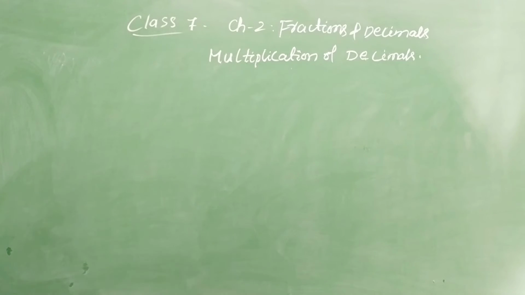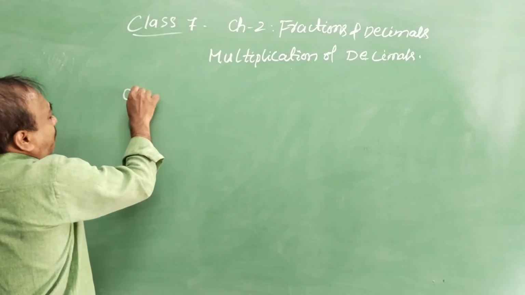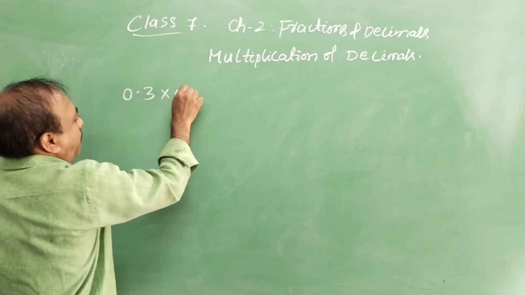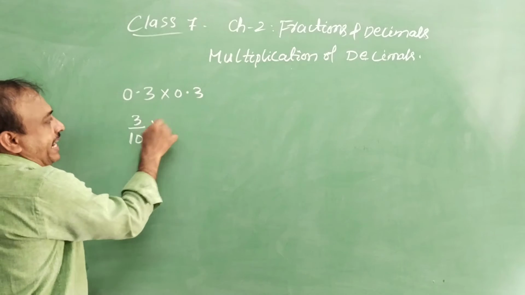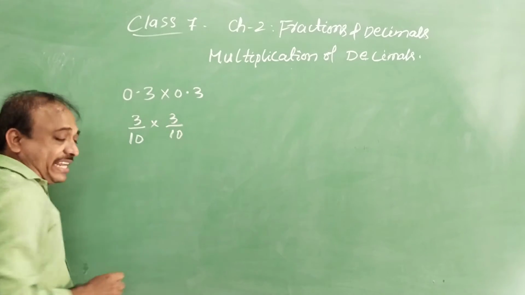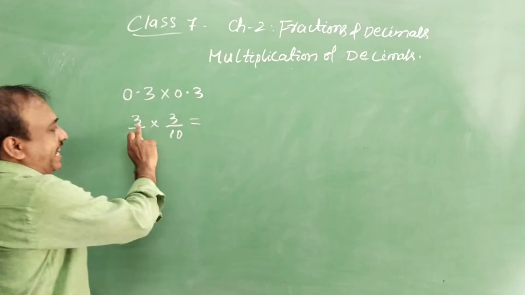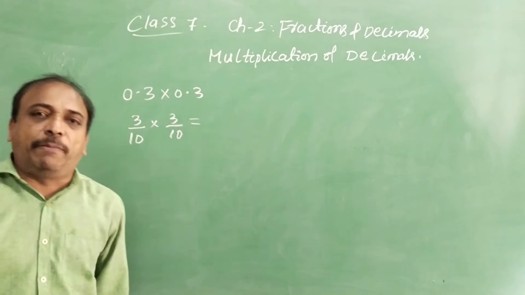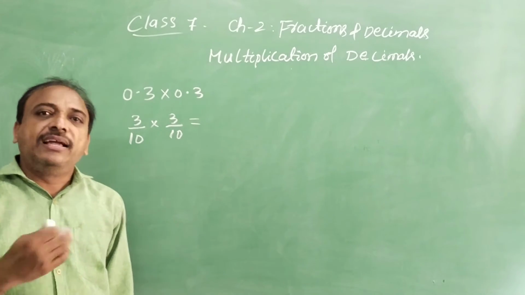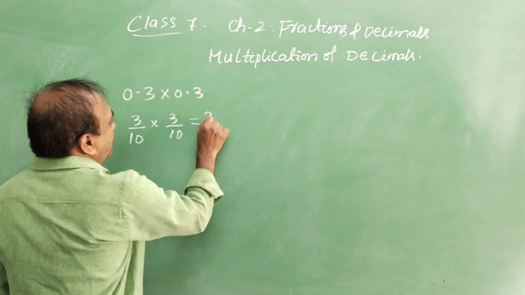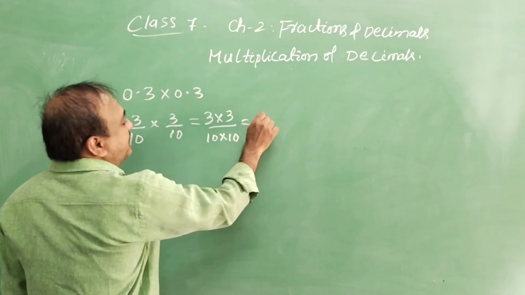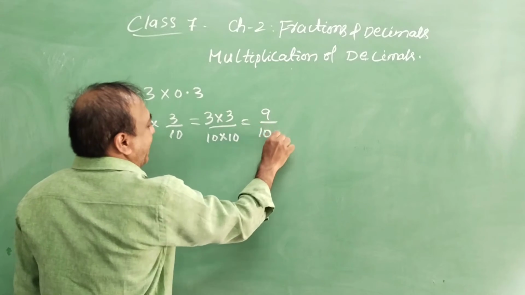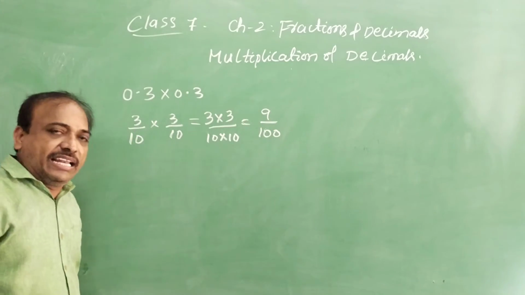So let us see how to multiply 0.3 into 0.3. We are just writing it as 3 by 10 into 3 by 10. Multiply, as we know that in fractions multiplication, numerator to numerator, denominator to denominator. So 3 into 3 by 10 into 10, which gives 9 by 100. 3 3s are 9, 10 10s are 100.